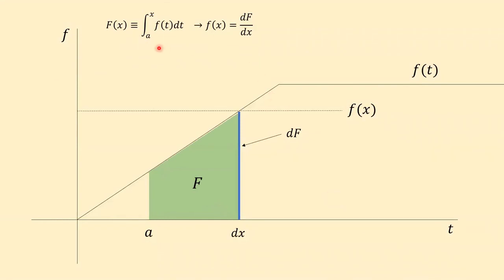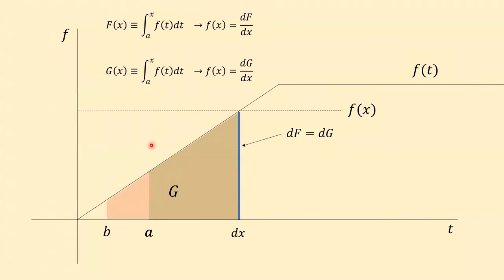Okay, so to summarize again, big F is the area. It's the area under the curve f of t between a and x. Once you've got that formula, if you take the derivative of that formula, you will recover the function enclosing the area.